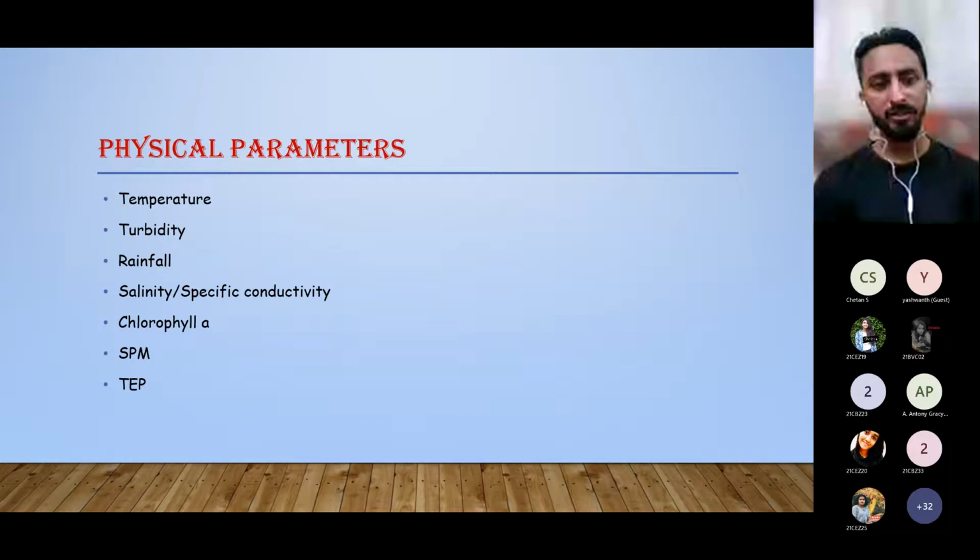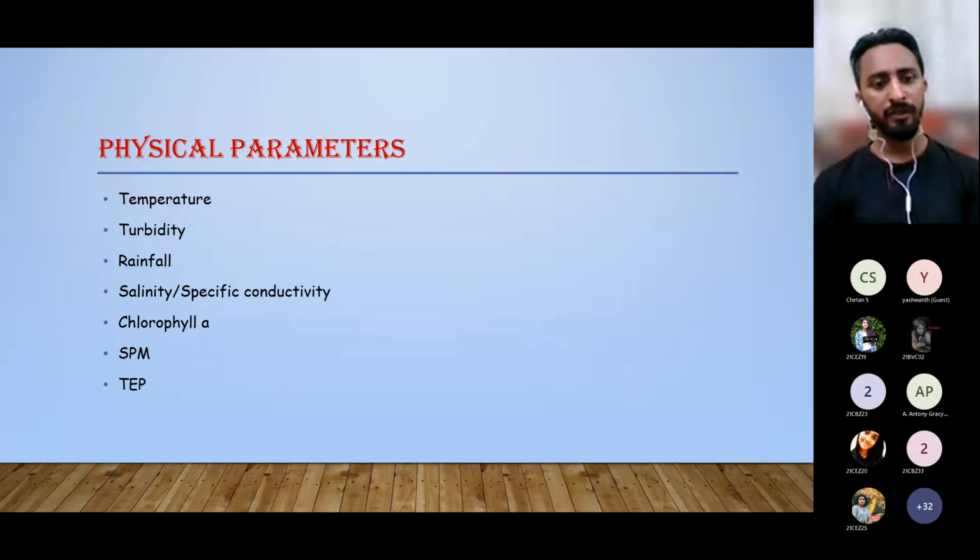Salinity can be measured using a refractometer. Salinity mostly ranges from 30 to 35 in a marine ecosystem, and around 5 to 30 for most estuarine areas. Specific conductivity, on the other hand, is measured with an instrument present in the laboratory, known as a specific conductor, and it gives a very definite value for the number of mineral ions present in the water. Another factor is chlorophyll A.